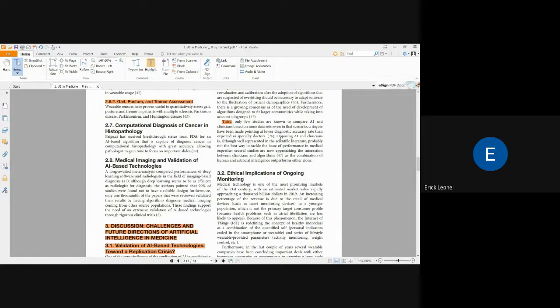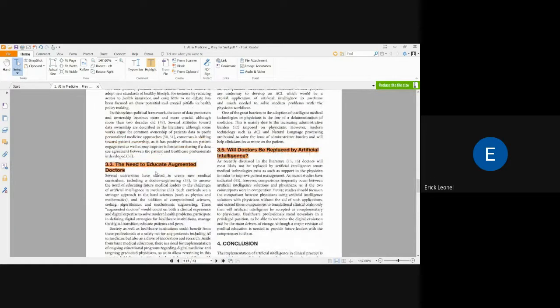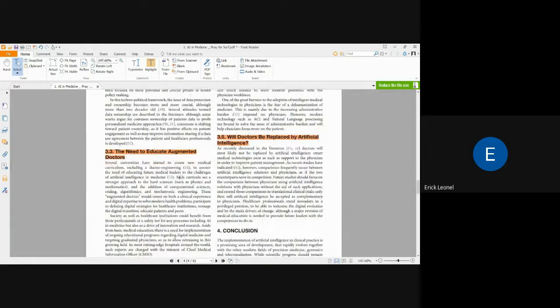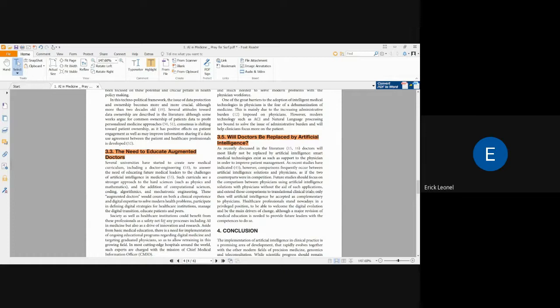Several studies are now approaching the interaction between clinician and algorithm, as the combination of human and AI performs better than either alone. Regarding the need to educate and mentor doctors, a lot of universities have started to create new medical curricula because of the challenges of artificial intelligence in medicine. The doctors will count on both clinical experience and digital expertise to solve modern health problems. With this in mind, society as well as healthcare institutions could benefit from professionals who include AI in medicine.